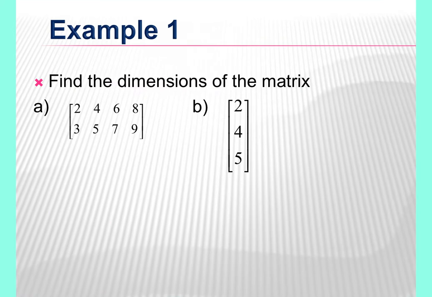So example 1 just says, find the dimensions of the matrix. So we're counting number of rows and then number of columns. So if you're looking at A, how many rows are there? 2. How many columns? 4. So this would be a 2x4. B, how many rows? 3. Columns? 1. So it's a 3x1.